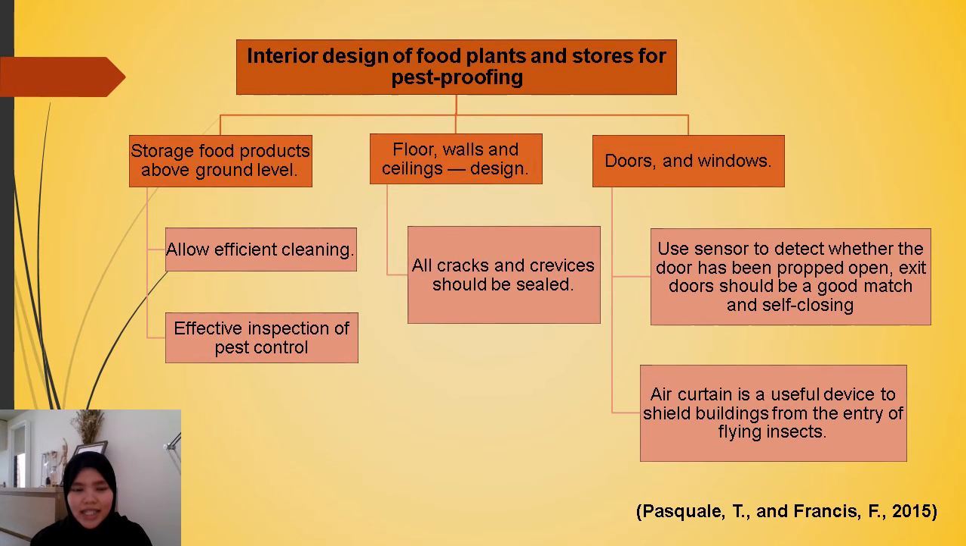And the last one is interior design of food plants and stores for pest proofing. The food product must be stored above ground level to allow efficient cleaning. All cracks and crevices must be sealed. For the doors, it is better to use a sensor to detect whether the door is open and use safe closing at the exit door, and use an air curtain to prevent flying insects.